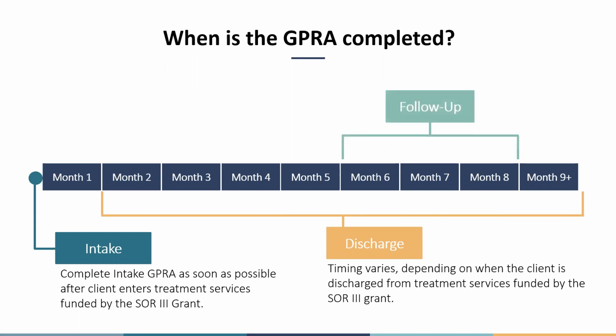And then the follow-up GPRA occurs 6 to 8 months after the intake GPRA. The date of the follow-up is based off of the intake GPRA date. So there's that 3-month follow-up window that you see on the slide, which opens up 5 months after the intake GPRA was completed. Now I have a couple of examples to show you how this might play out in different scenarios.